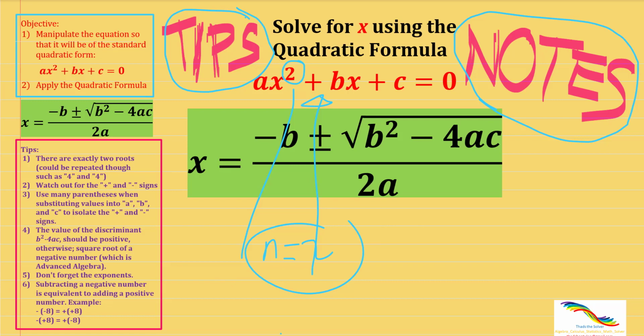In the case of the quadratic equation, you'll have exactly 2 roots, because the degree of this equation is 2. And in the quadratic formula, this is shown by the plus and the minus sign here.